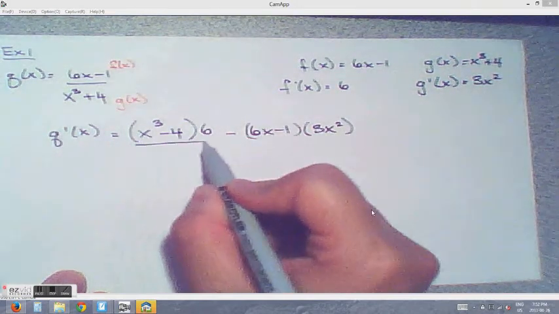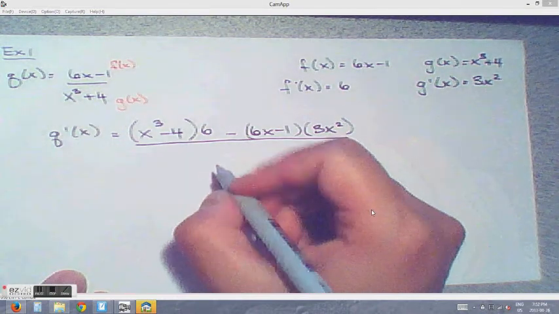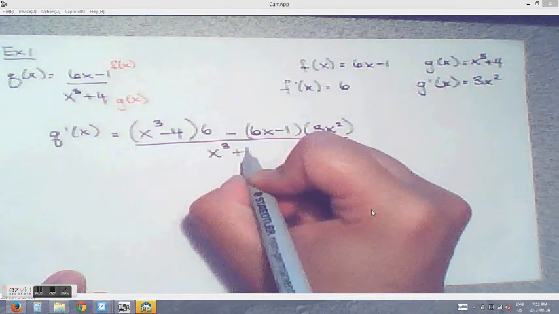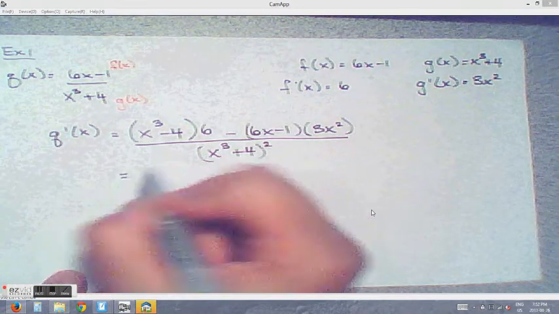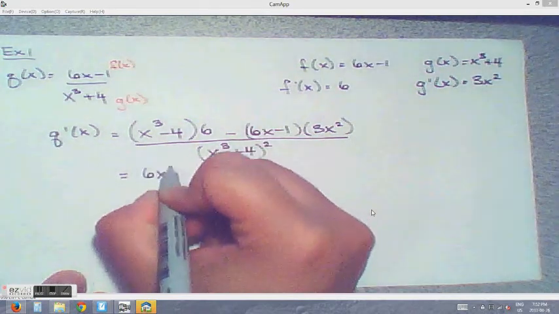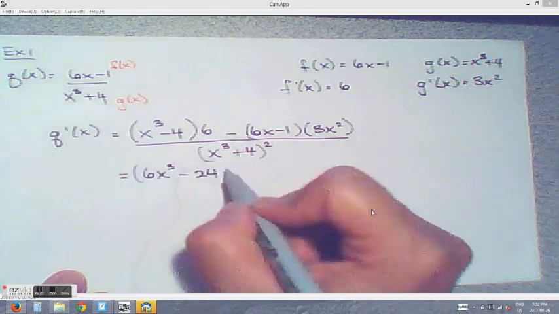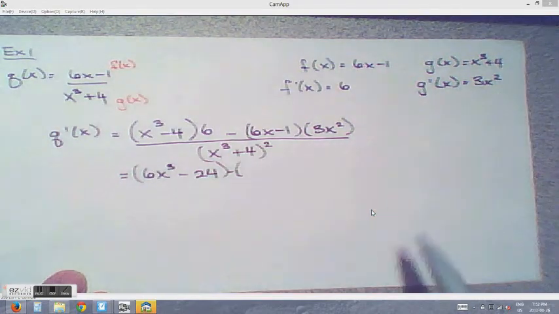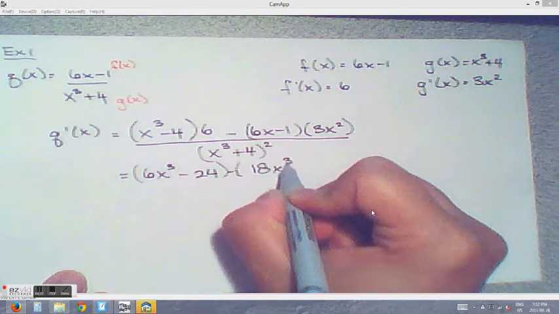Draw my line, and I usually just say low, low, which is my denominator squared. And there you have it. You can simplify this further. I'm going to multiply the 6 in, so it'd be 6x cubed minus 24. For now, I just want to do this so that you don't make a mistake with that negative sign. That works out to be 18x cubed minus 3x squared, all over.